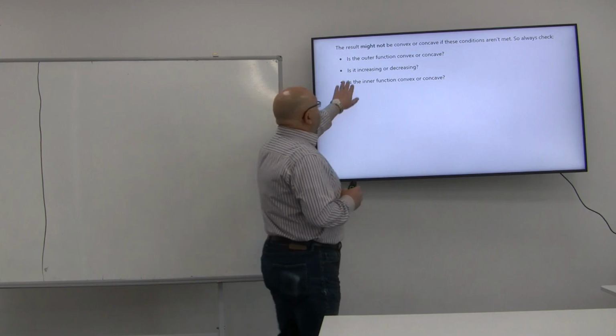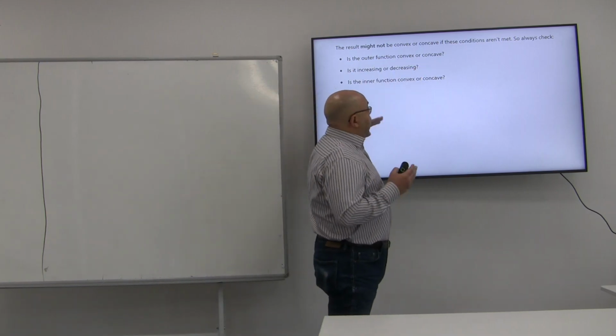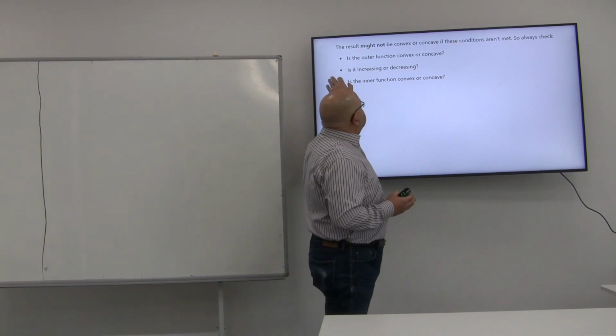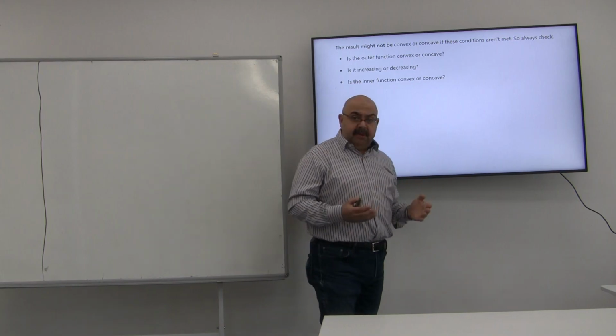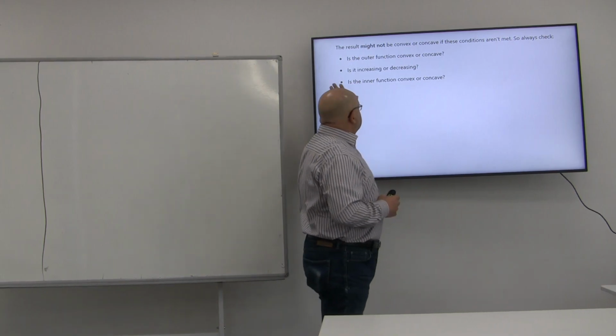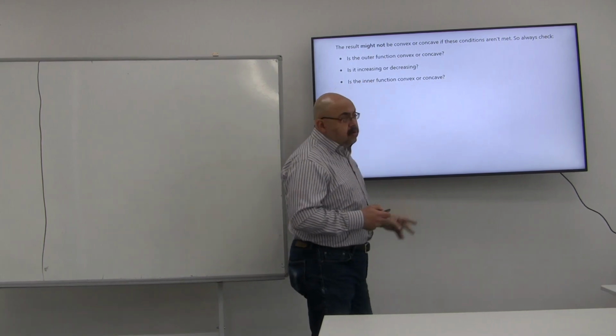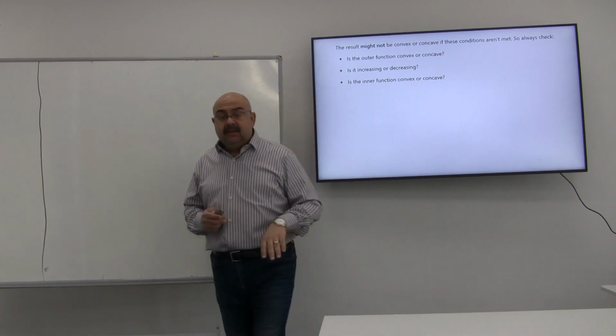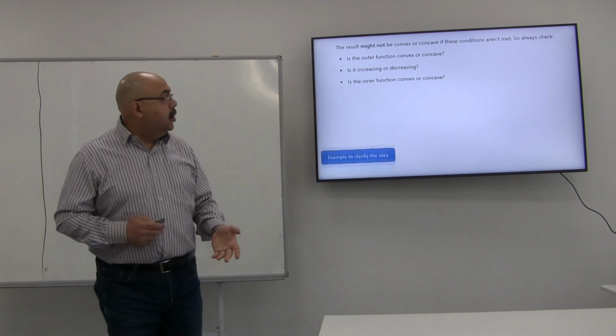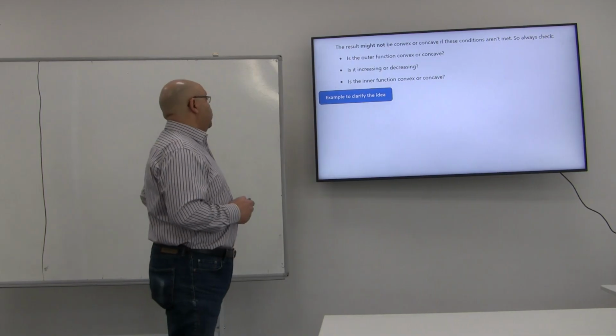So if the outer function is convex or concave, you will have to answer this question: is it increasing or decreasing? This should be outlined. And also whether the inner function is convex or concave, because these three factors affect the choice of the function, as I told you.